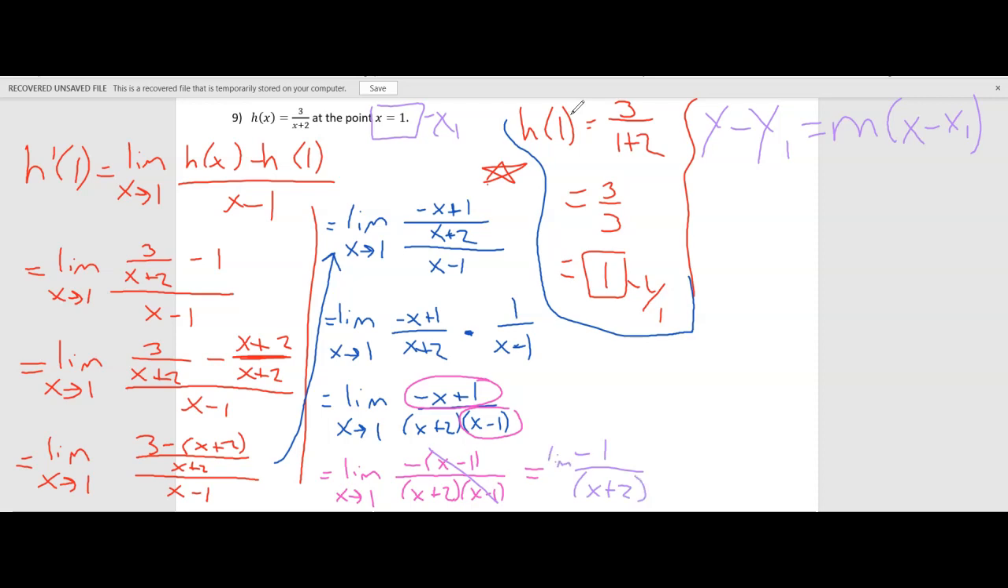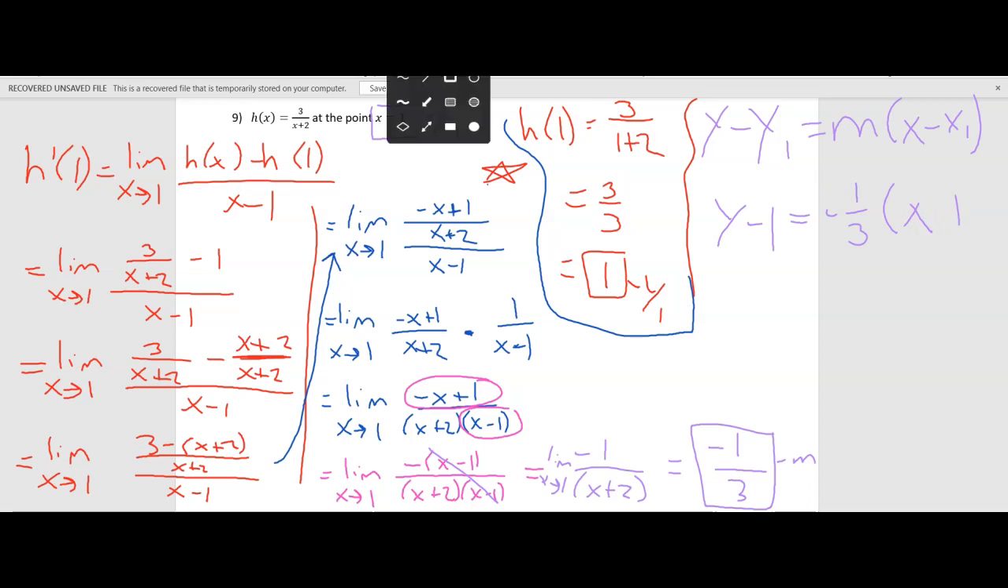Let's not forget that limit. We almost made it without forgetting. Now I can try direct substitution because my denominator and numerator are not both going to go to 0. When I directly substitute, I get negative 1 over 3. So this ends up being my m, and I am ready to write the equation of my tangent line. I end up getting y minus 1 is equal to negative 1/3 times the quantity x minus 1.